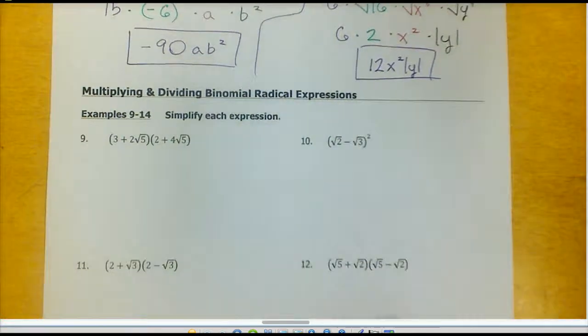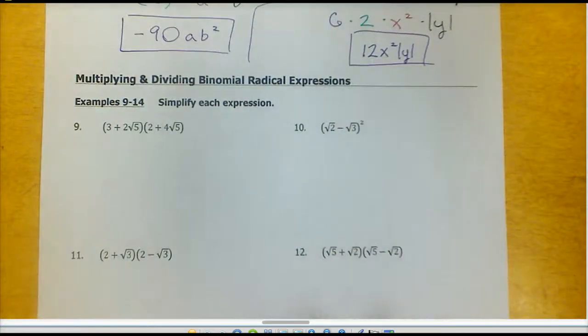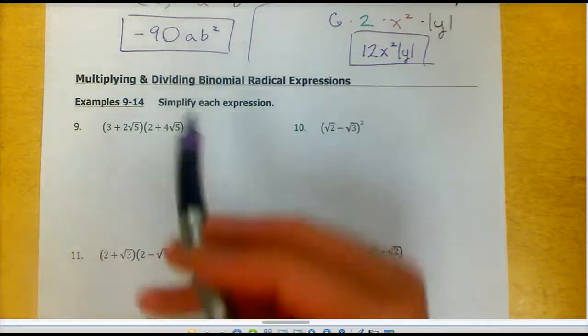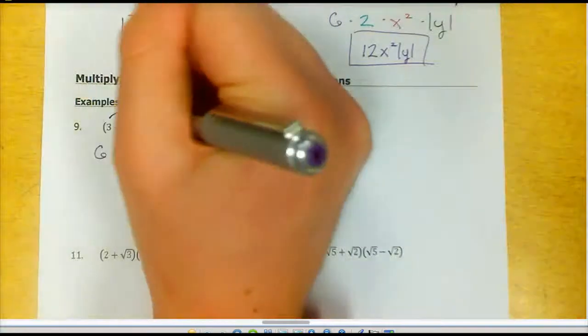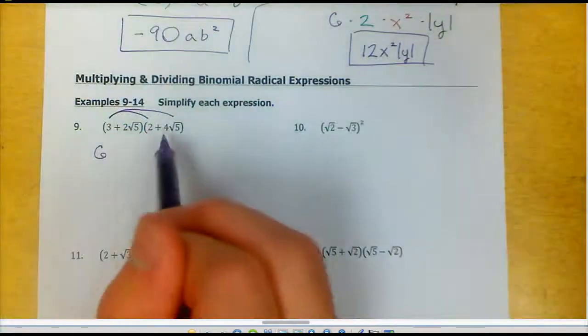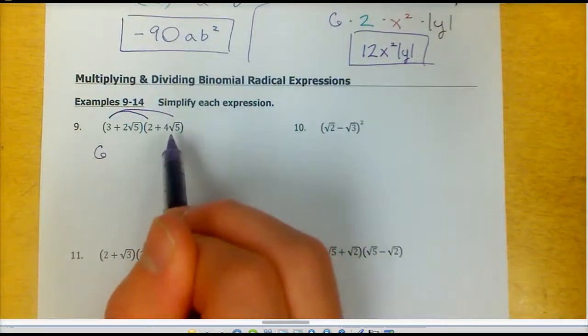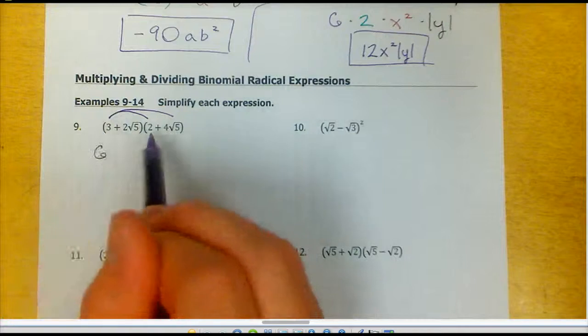Okay, so number 9 here you'll notice is a binomial, 3 plus 2 radical 5 times 2 plus 4 radical 5. This is going to behave just the same way as any binomial in that we're going to use FOIL to multiply these together. So we're going to start out with 3 times 2, which is 6. And then we'll do 3 times 4 radical 5. When you're multiplying, you multiply whole numbers with whole numbers, radicals with radicals.